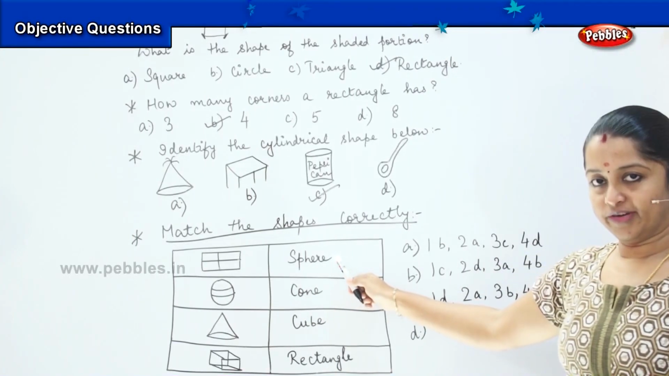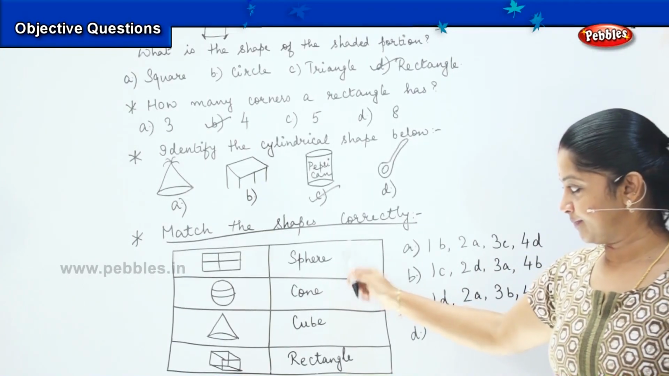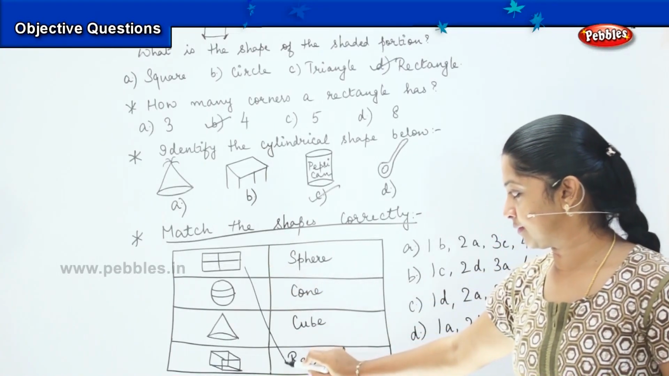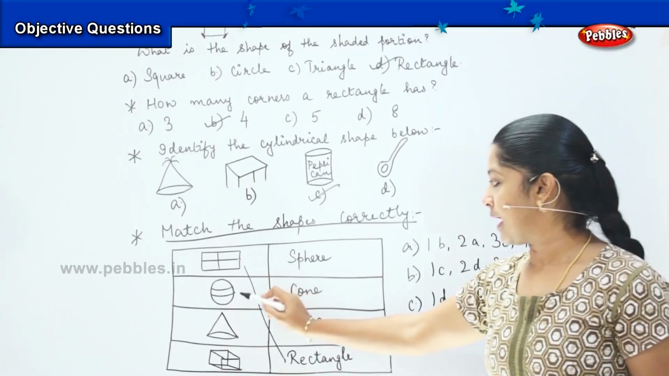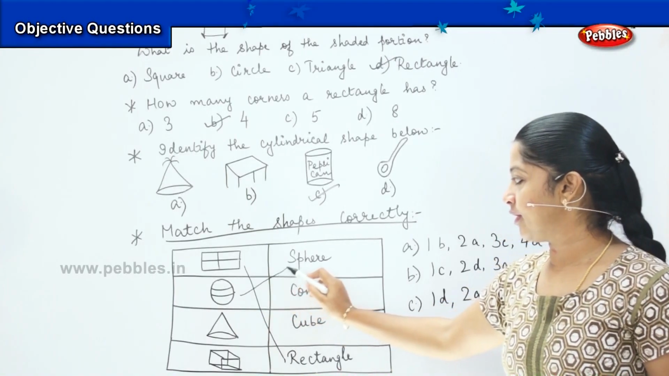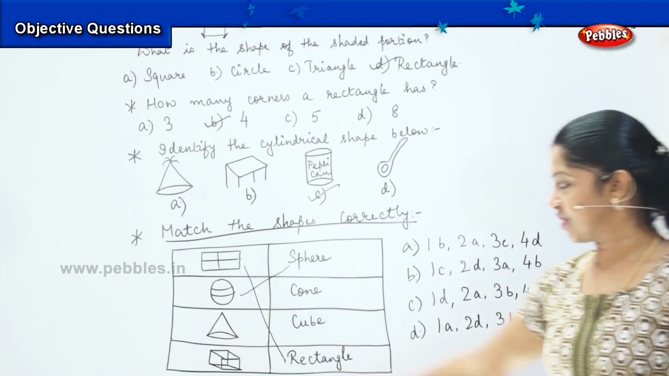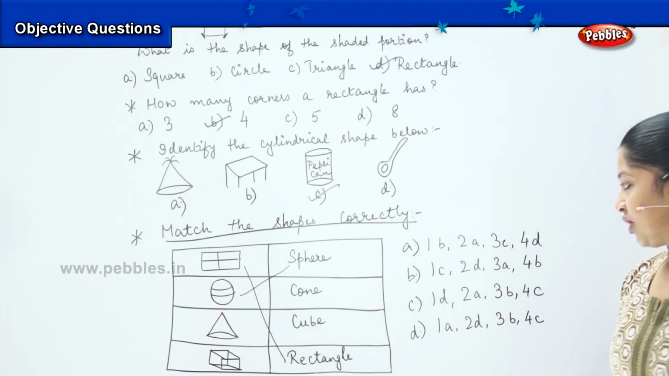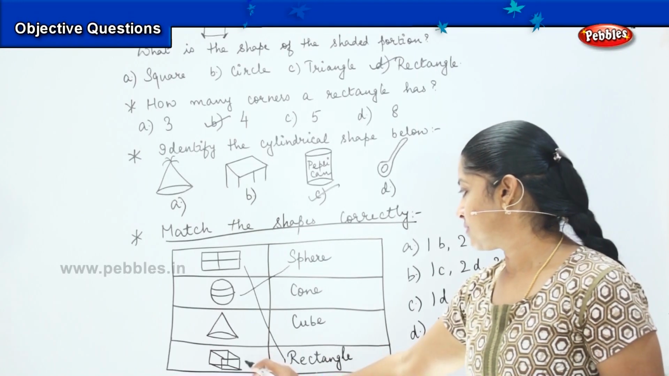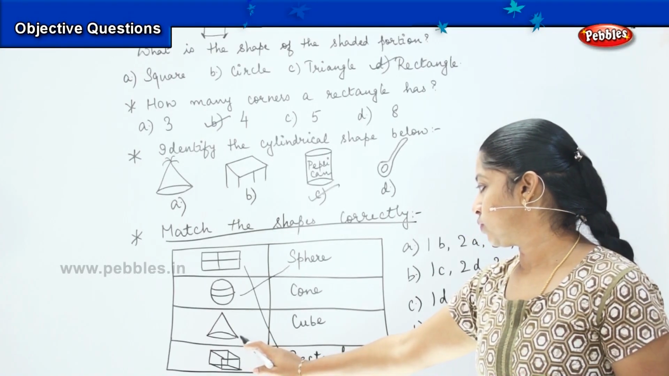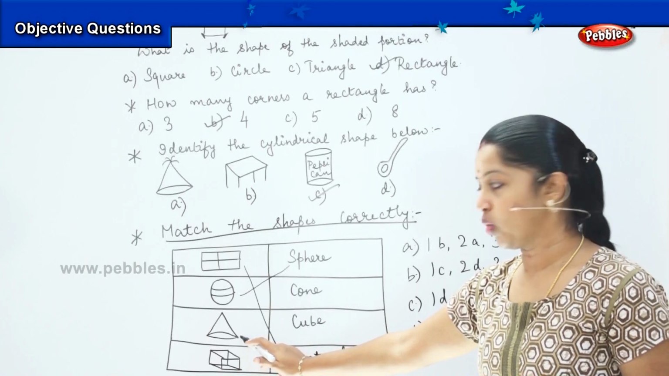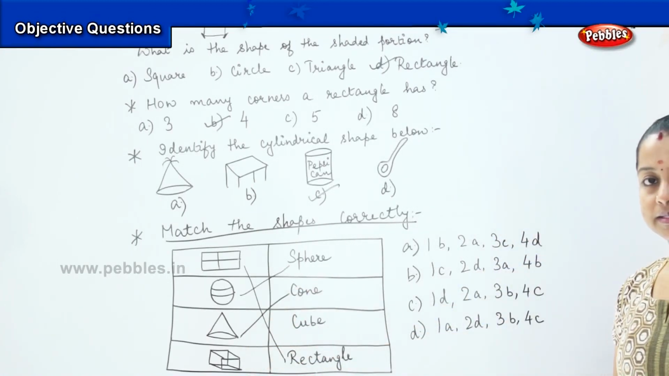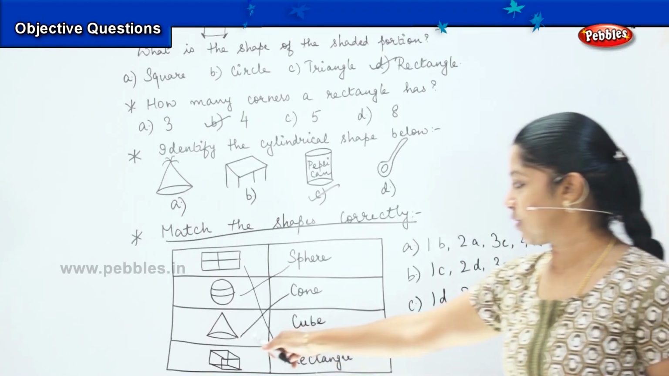And where is sphere written? The first option. Yes. So this I will be matching with the last one. And sphere I will be matching with the first one. What shape is this? It's a cube. Yes? So, this is what? This is a cone. Where can you see a cone? In the birthday parties. Right? So, it is a cone.